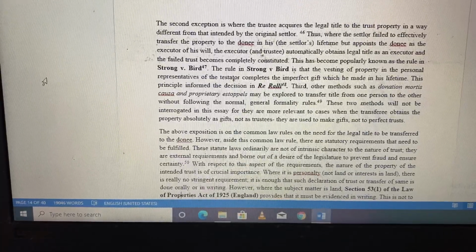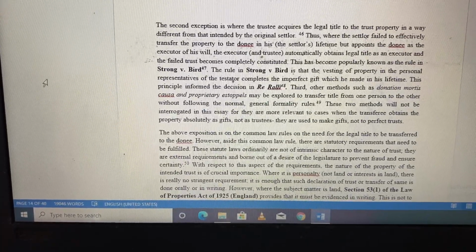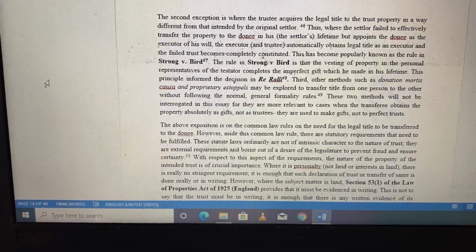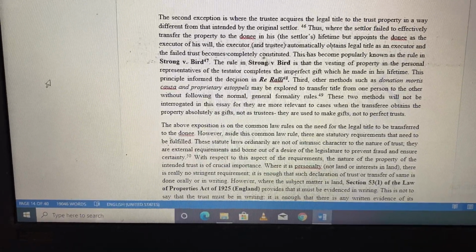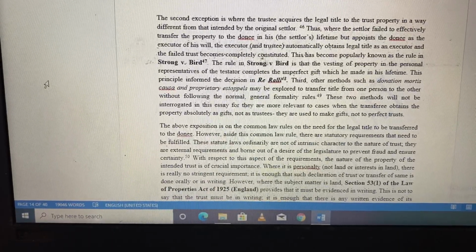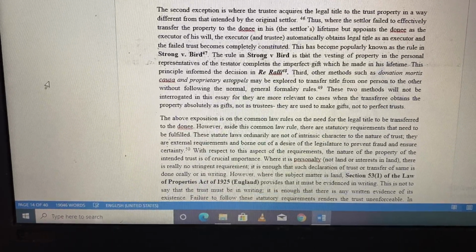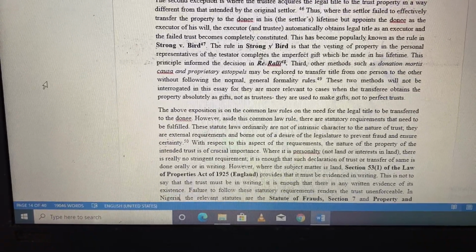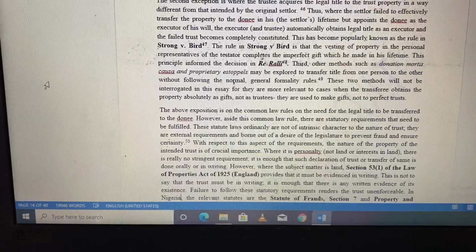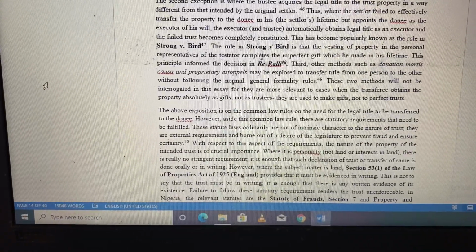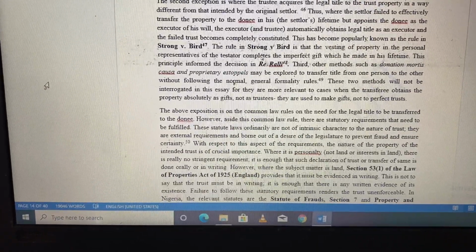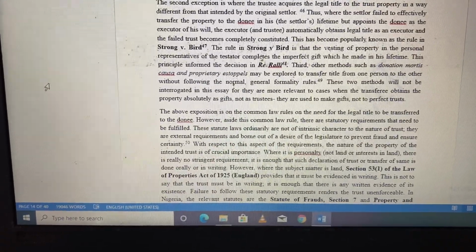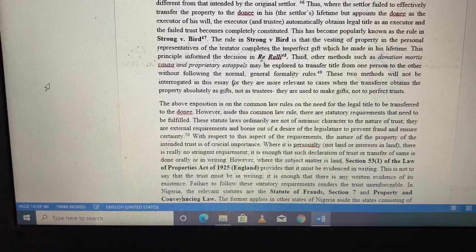It's enough that you have declared a trust or transferred the property, and it can be done either orally or in writing. But if the subject matter is land, the law says in Section 53(1) of the Law of Property Act 1925 of England that it must be evidenced in writing. But appreciate that being evidenced in writing is not the same thing as the trust being in writing. It's just that there must be written evidence of the fact that the trust exists. Now, if you do not follow this, then the trust will become unenforceable.